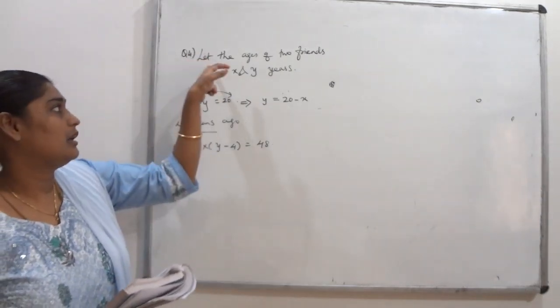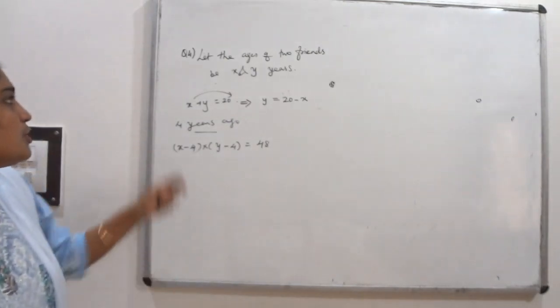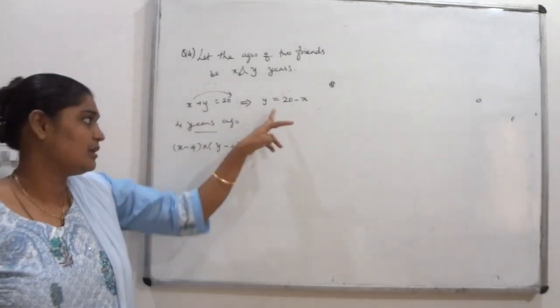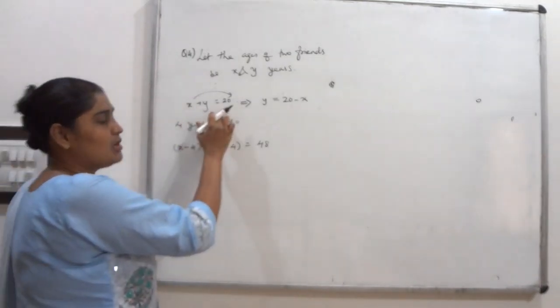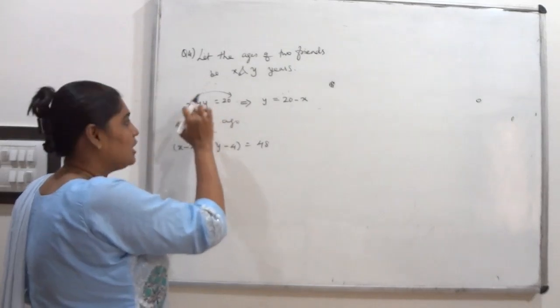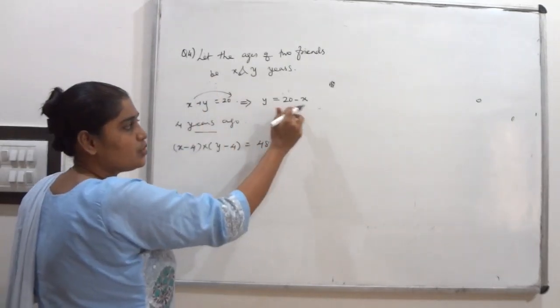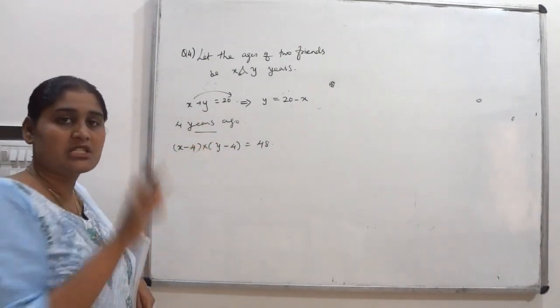Here I have taken the ages of the two friends as x and y. Given that the sum of their ages is 20. Sum means we have to add their ages, so x plus y is equal to 20. From that we can find the y value: y is equal to 20 minus x.